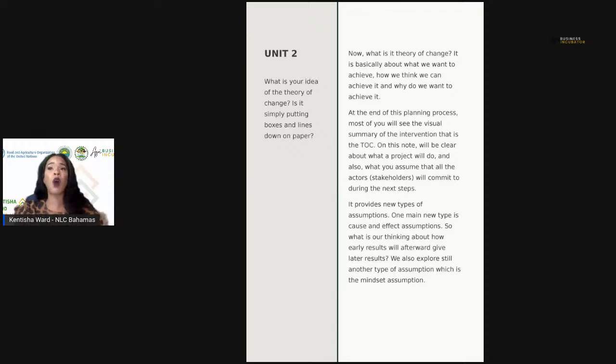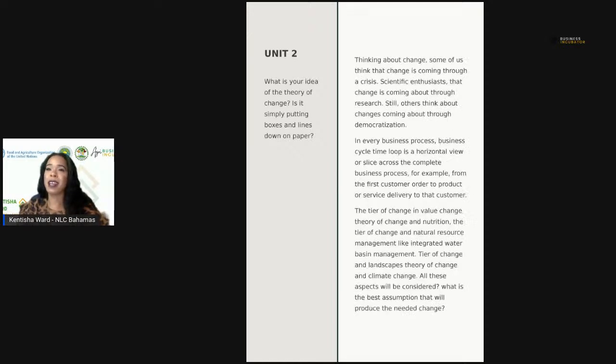One main new type is cause and effect assumptions. So, how will we think about the early results, and afterwards, how are we forecasting later results? We also explore another type of assumption, which is the mindset assumption. And y'all know we from the Bahamas, so we have plenty mindset assumptions, right?